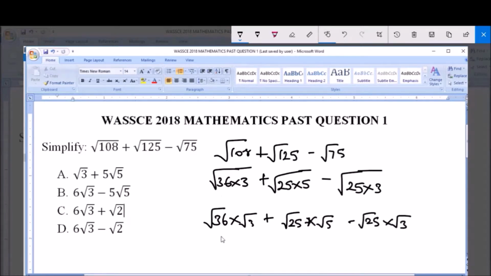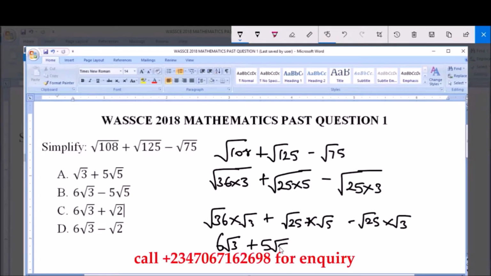Now from this we can see that the root of 36 is 6, then multiplied by root 3, that will give us 6 root 3, plus root of 25 is 5 multiplied by root 5, that will give us 5 root 5, minus root of 25 is 5 multiplied by root 3, that will give us 5 root 3.